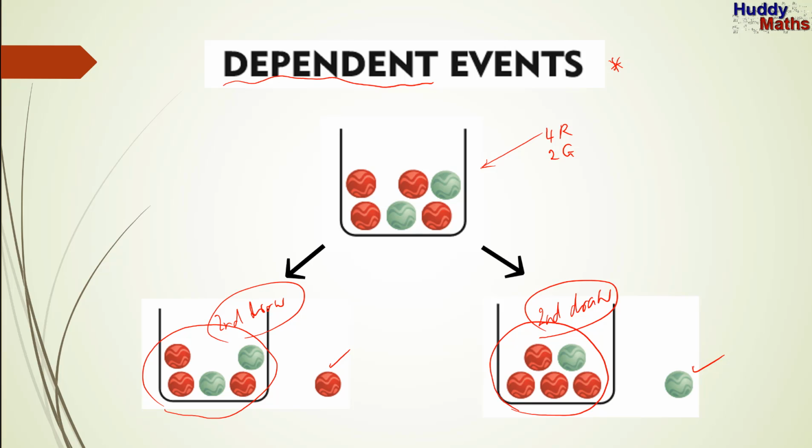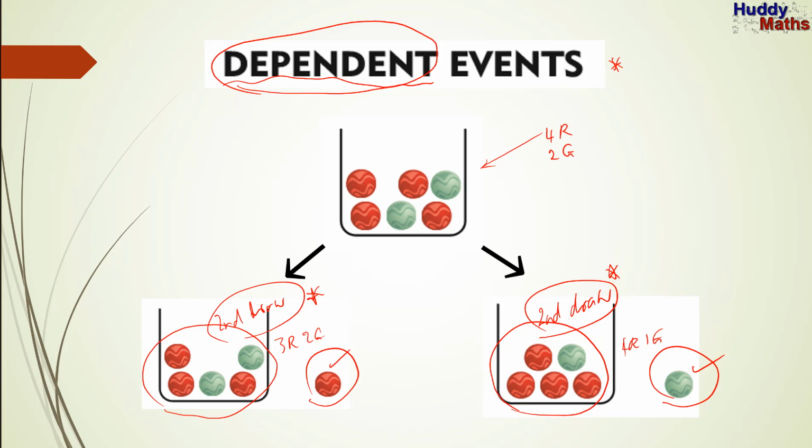Oh, they're going to be based on something different. There's only now 3 red and 2 green over here. And over here, there's still 4 red and 1 green. Can you see what's happening? That second draw is going to depend upon the first one. There's the result of the first draw, a red or a green. And if we don't put it back, look out, the second draw is going to be affected. So this is called dependent events.